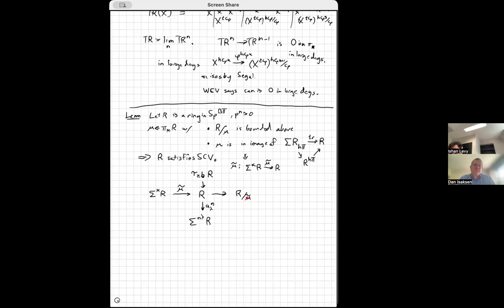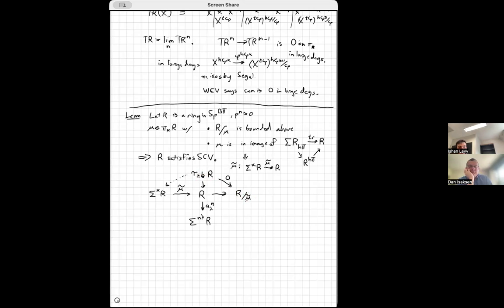And the point is that this thing is bounded. This thing is bounded above because the underlying spectrum of this is just R mod mu. This is some circle equivariant spectrum whose underlying spectrum is R mod mu. And so if you choose B large enough, then this composite is 0 because this is highly connective and this is co-connective. And so if you choose B large enough, you get a lift like this.